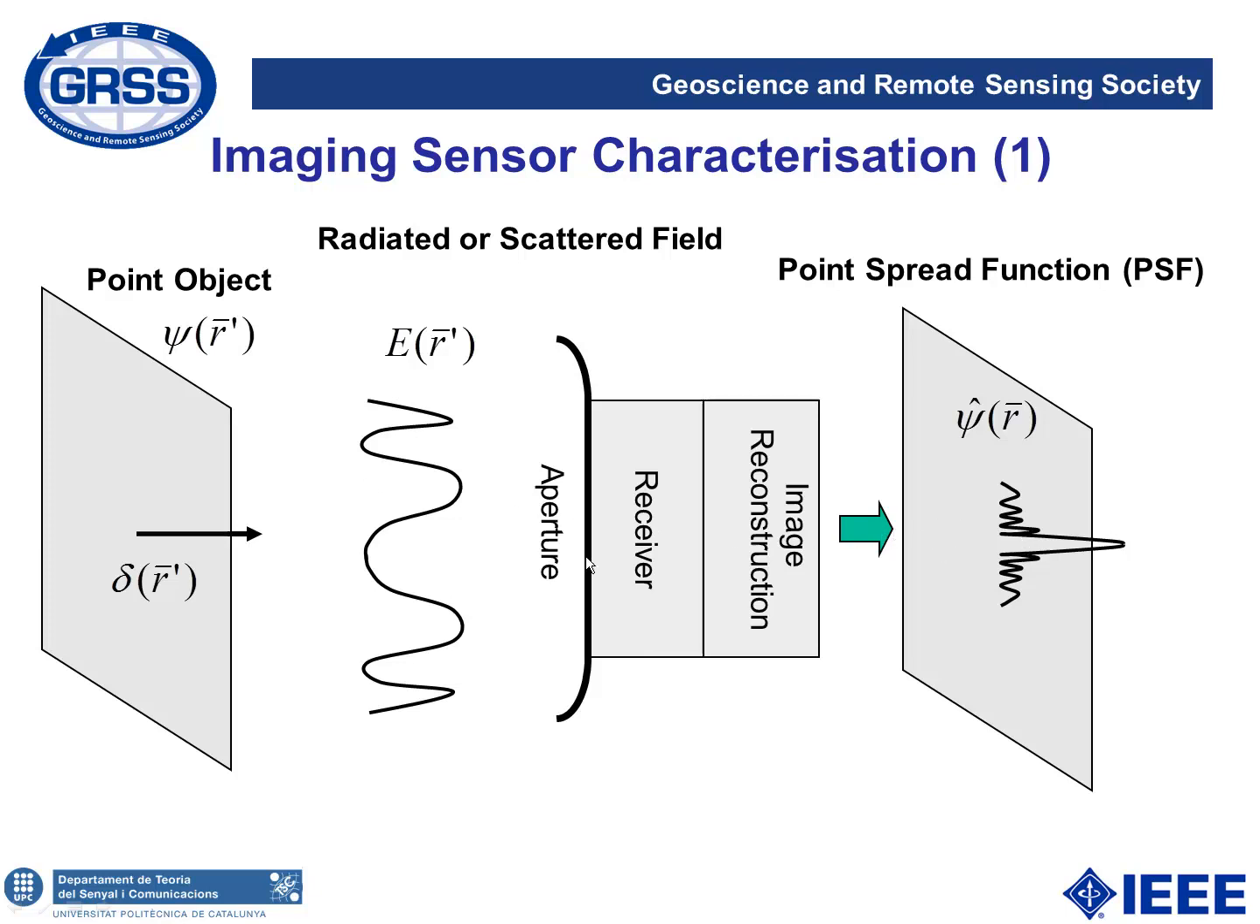This image does not have the shape of the original object, so normally we are going to lose resolution. So this point object does not appear as a point in the image, it appears as a kind of lobe, a main lobe, but with some side lobes. So now what are the metrics of this kind of response, which is called the point spread function of the sensor chain?